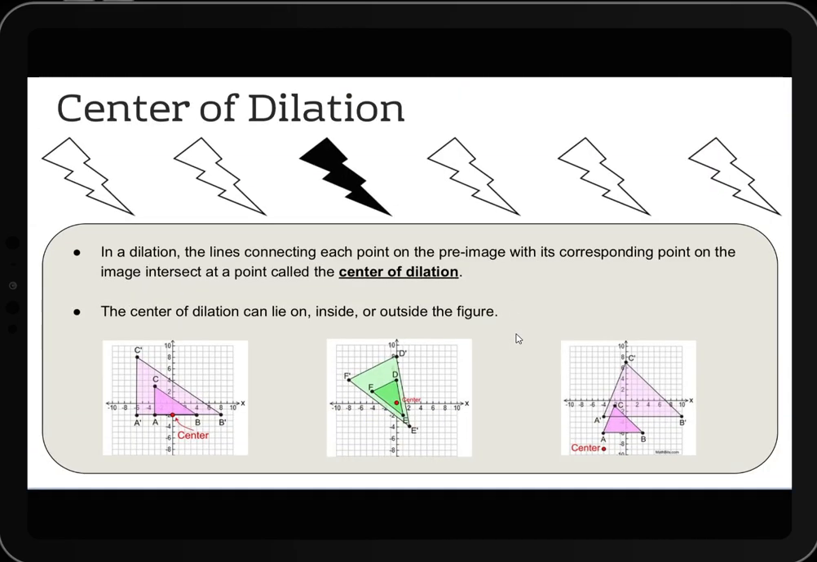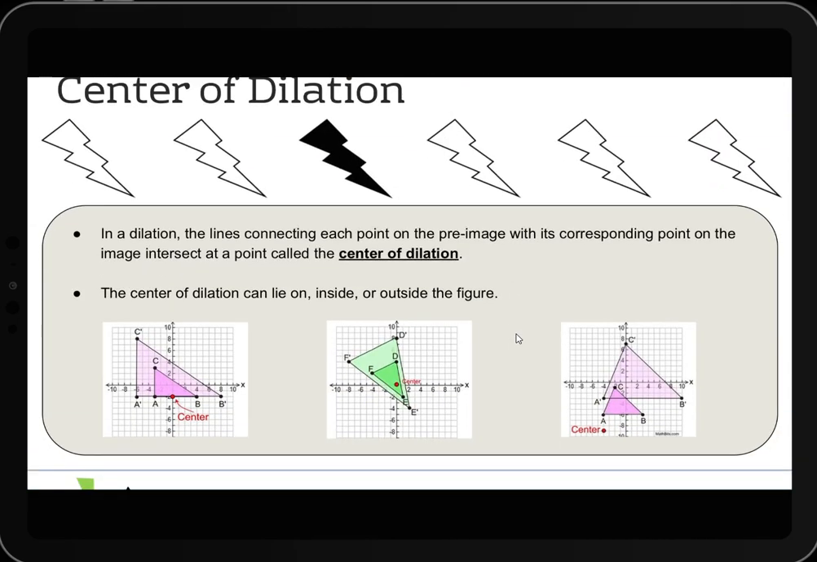Now, the center of dilation is where, if we connected all of the points of a preimage to its corresponding point on the image, they intersect. I want to show you how that's determined, but for right now, I just want to focus on where the center can be. The center can be on the preimage, as in the case here, it can be inside of the preimage, or it can be outside of the preimage as well. These are all the cases where the center of dilation may occur.